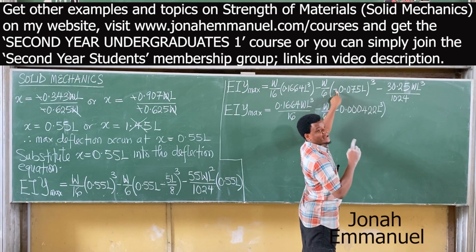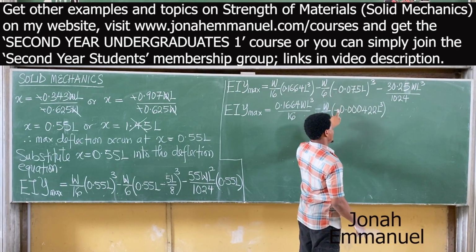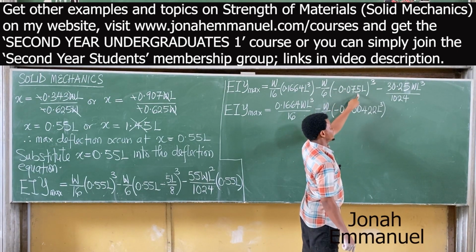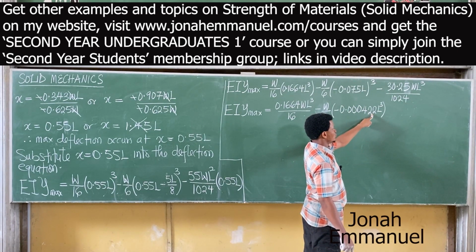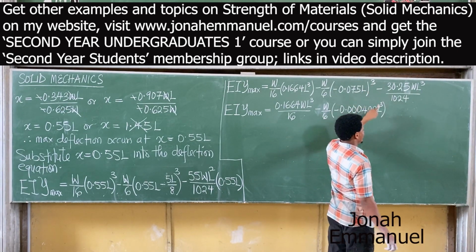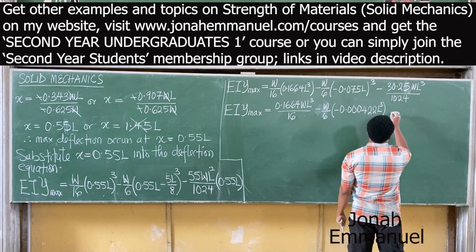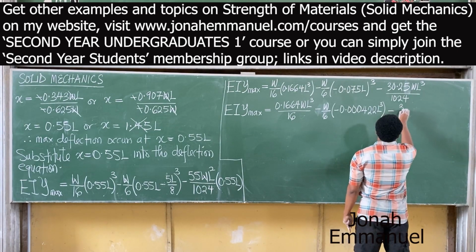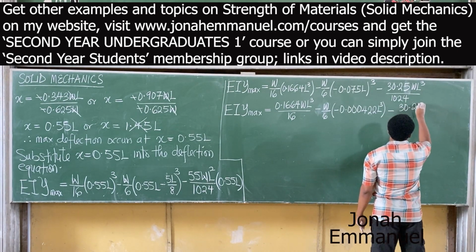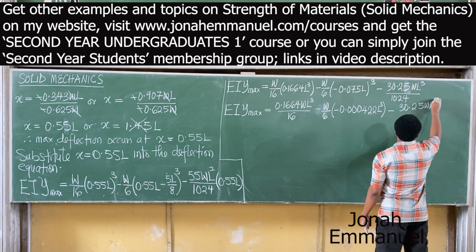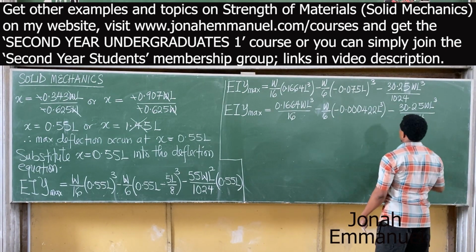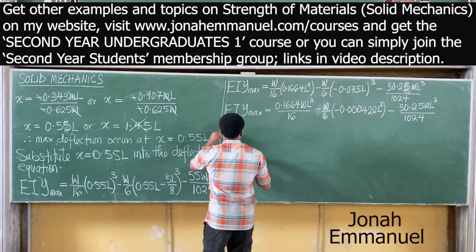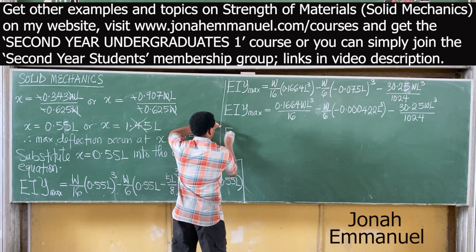Minus cube is minus times minus times minus. Which gives you what there? Minus 0.075 cube is 0.000422. L cube is what there? L cube. I now have this as minus 30.25 WL cube all over 1024. Let's take all of them in fractions now, or in decimal.